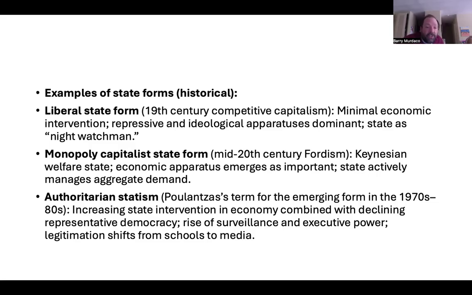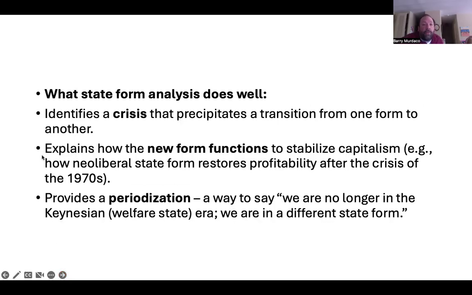And again, Poulantzas would argue this is in turn giving way to what he calls authoritarian statism. We covered increasing state intervention in the economy combined with declining representative democracy, rise of surveillance and executive power, legitimation shifts from schools to media. What state form analysis does well: it identifies a crisis that precipitates a transition from one form to another, and explains how the new form functions to stabilize capitalism. For example, how the neoliberal state form restores profitability after the crisis of the 1970s. It provides a periodization, a way to say we are no longer in the welfare state era, we are in a different state form.